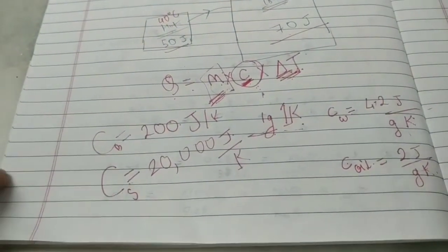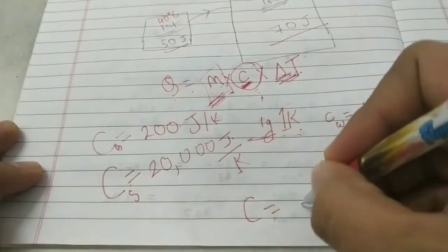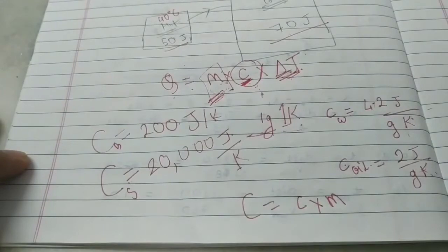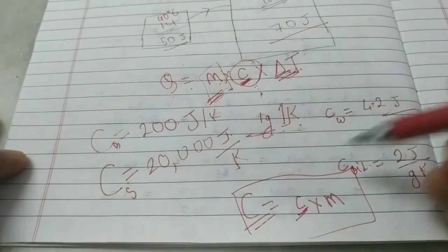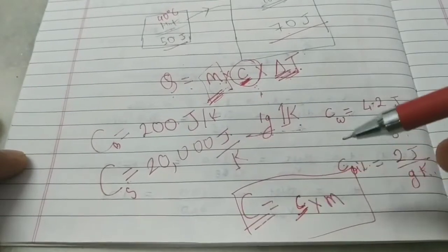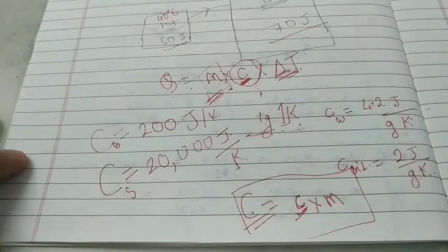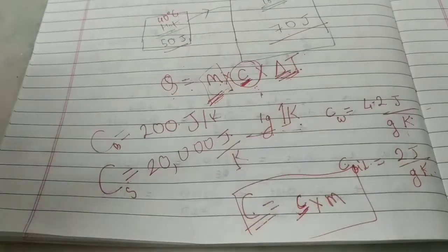So the relationship between heat capacity and specific heat capacity is that heat capacity is equal to specific heat capacity multiplied by mass. That's the relationship between heat capacity and specific heat capacity. Specific means per gram or per kg. And if I just say heat capacity, I mean no matter what mass of water or any substance you give me, I will calculate how much heat is required to raise its temperature by 1 degree Celsius.